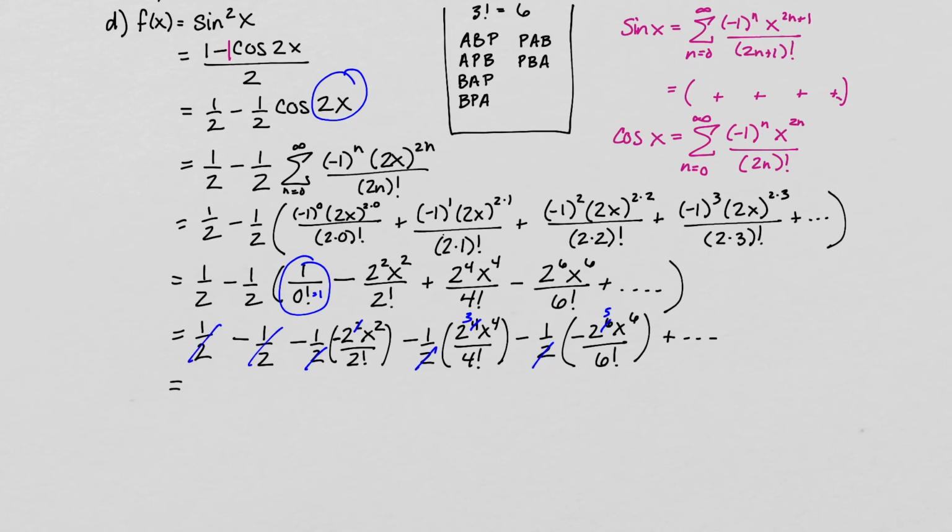So really what I have left is 2x squared over 2 factorial minus 2 cubed x to the 4th over 4 factorial plus 2 to the 5th x to the 6th over 6 factorial minus, and we would keep going, right? And I would like to write this in a closed form, right?